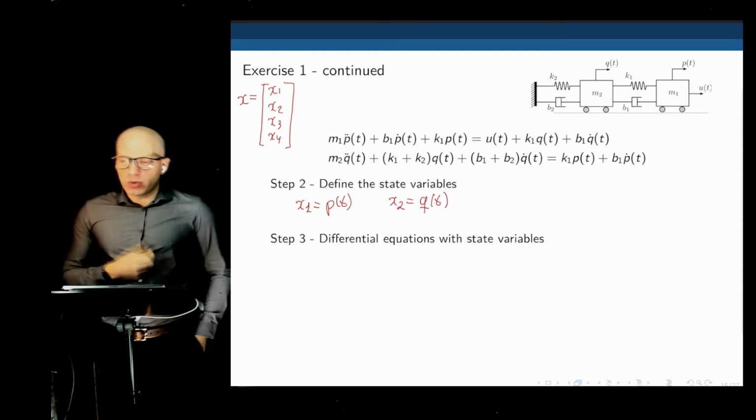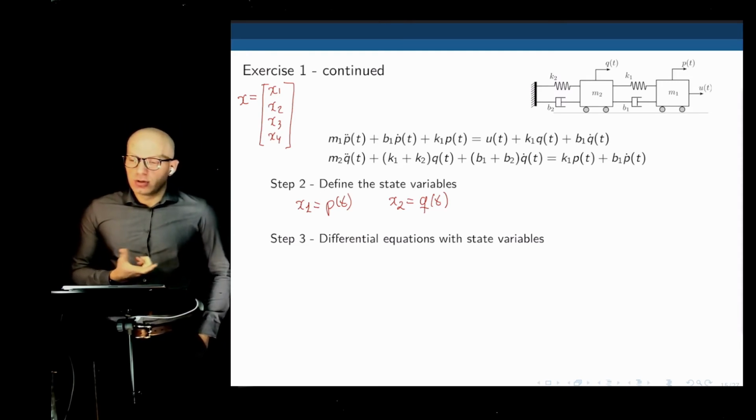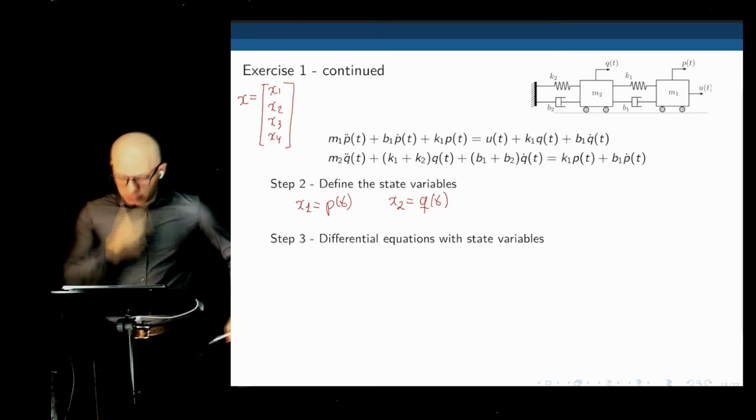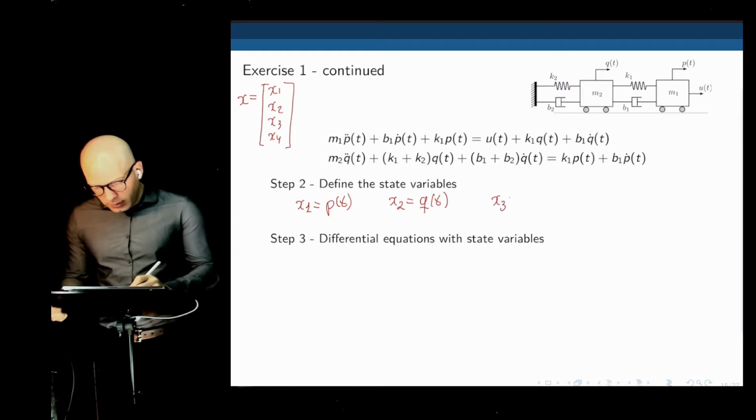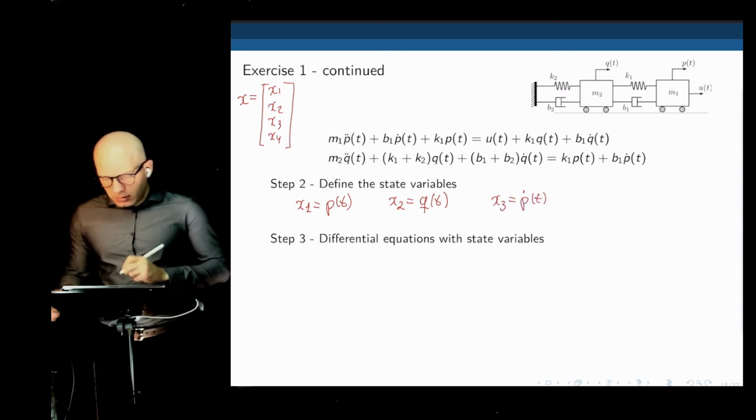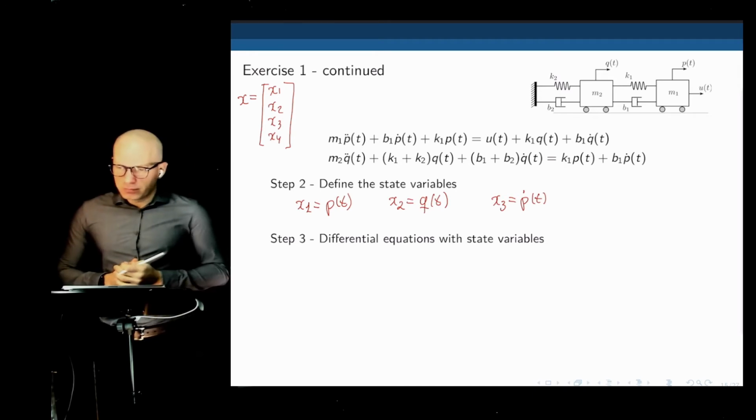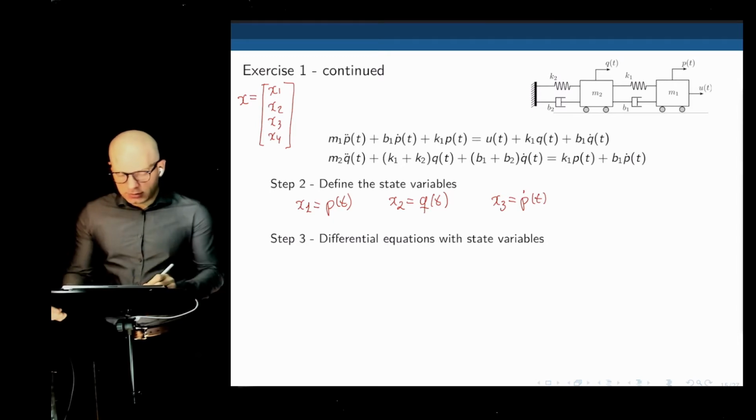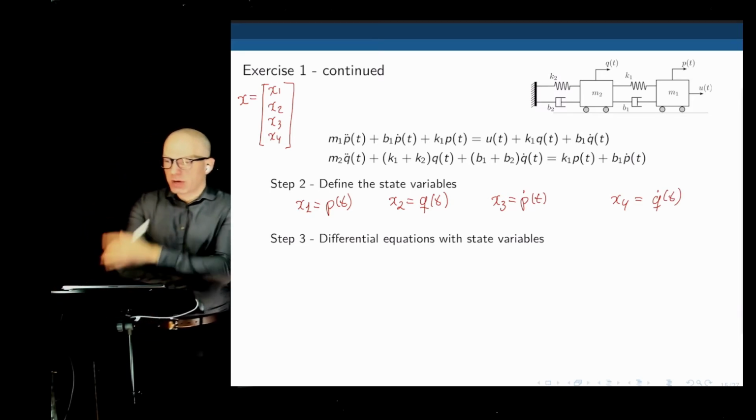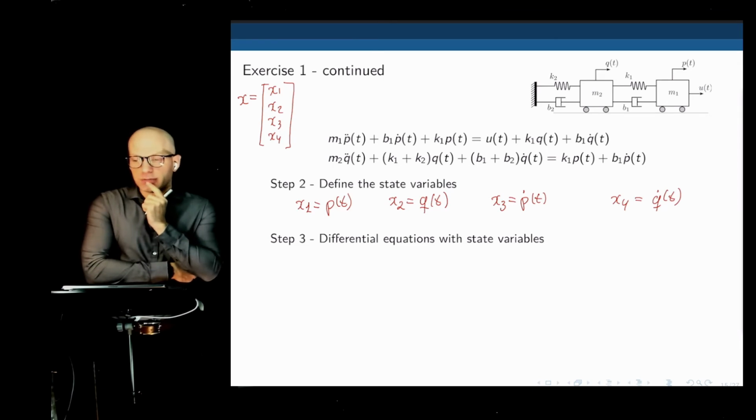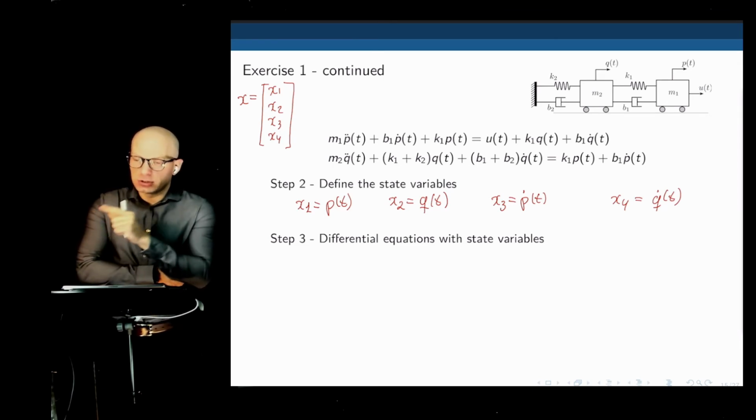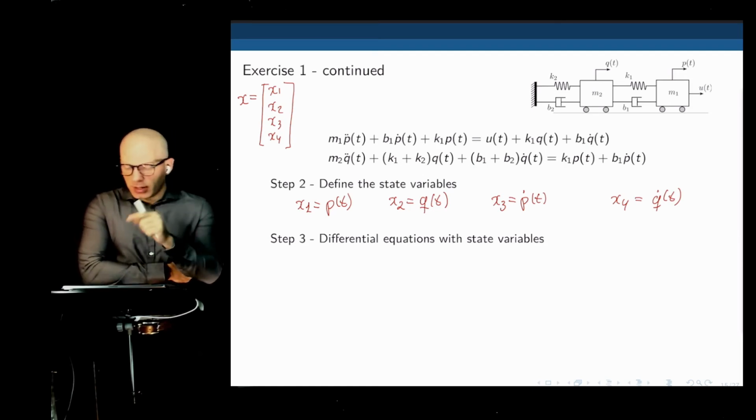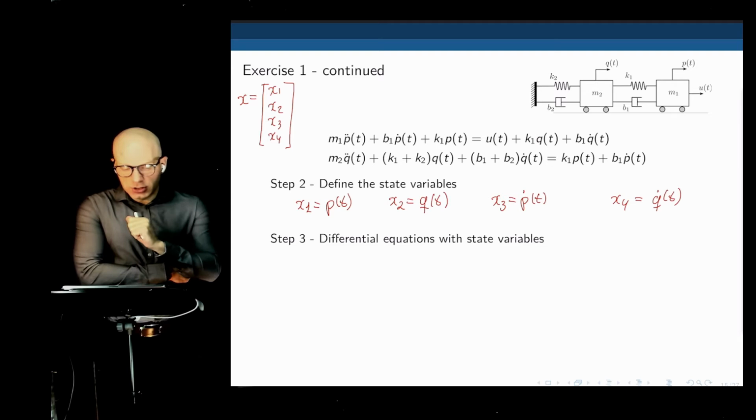What else can store energy here? Well, each mass can store kinetic energy, and that kinetic energy will depend on the speed of each mass. So what can we say? We can say that x3 is simply p dot, the speed of mass 1, and x4 is q dot. So x1 and x3 are the position and speed of mass m1. x2 and x4 are the position and speed for mass m2.